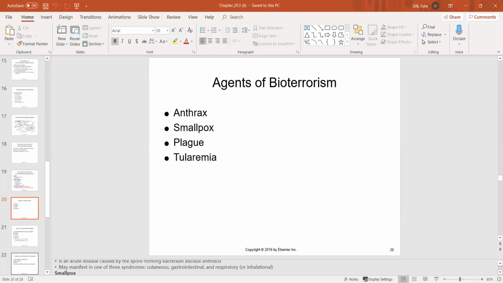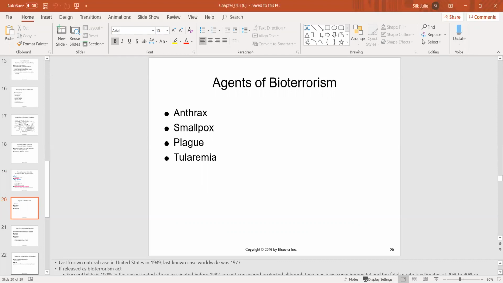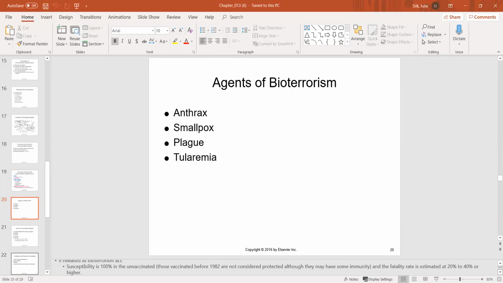Then you've got smallpox, which used to be a thing back in the day, but now it's like an actual bioterrorism agent. The last known natural case in the United States was in 1949. The last case worldwide was in 1977. If someone had this and they tried to release it as an agent of bioterrorism, it says susceptibility is 100% in unvaccinated people. Those vaccinated before 1982 are not considered protected, although they may have a little bit of immunity. And the fatality rate is estimated at 20 to 40% or higher. So that's kind of scary.